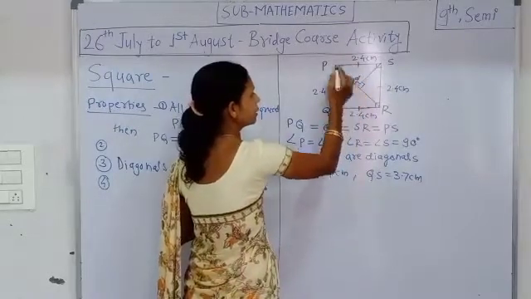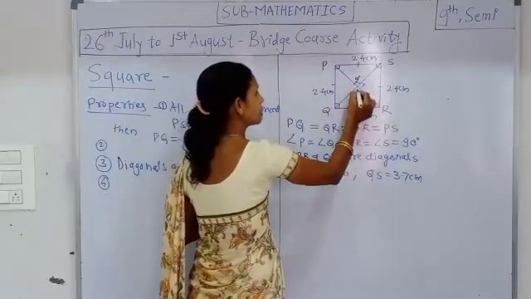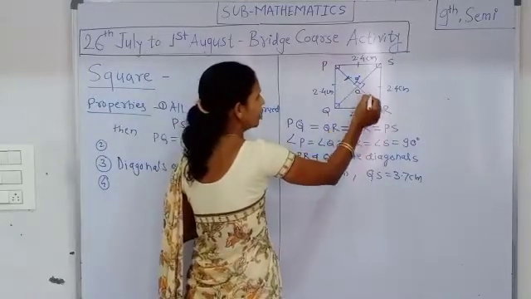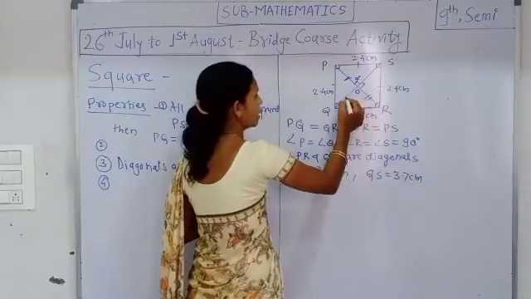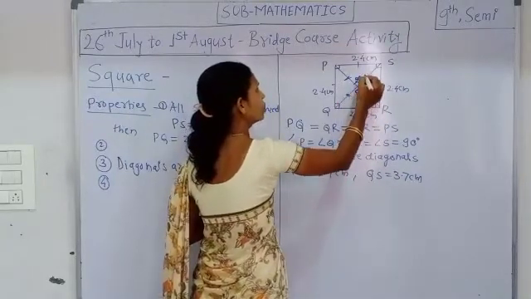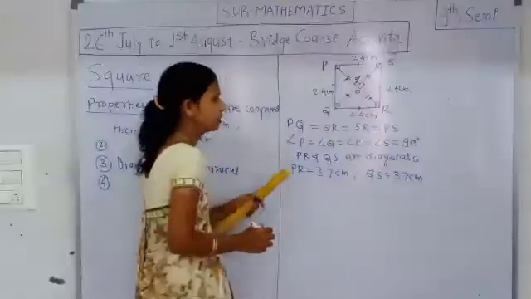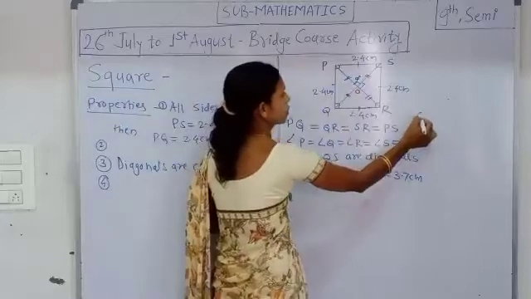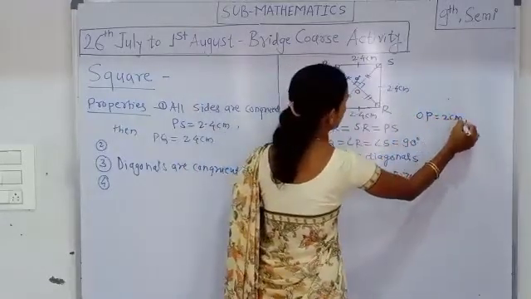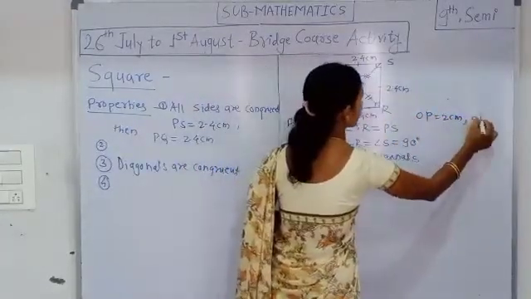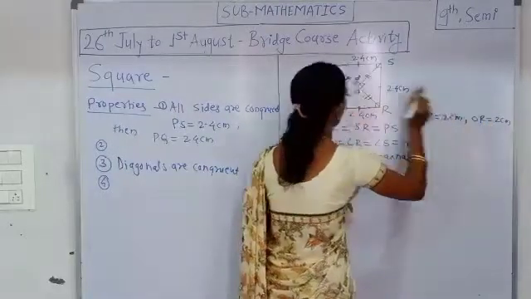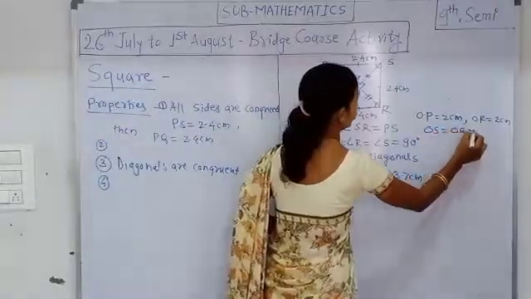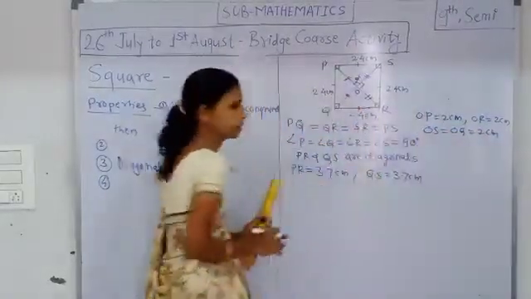As well as, if PR and QS intersect at point O, then OP is congruent to OR as well as OQ congruent to OS. If OP is 2 centimeter, then OR is 2 centimeter, as well as OS and OQ are also 2 centimeter.